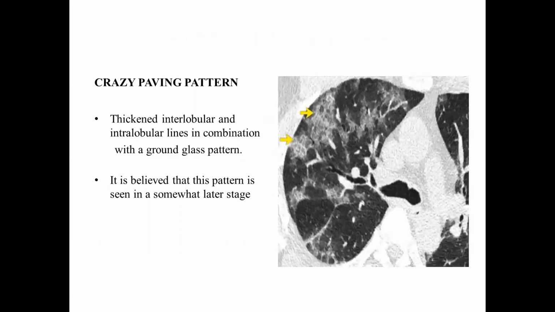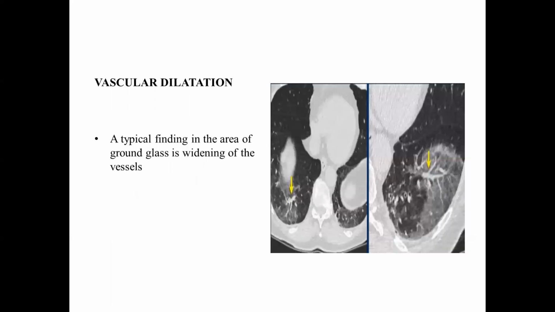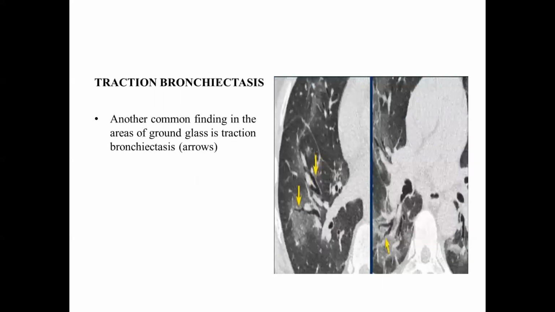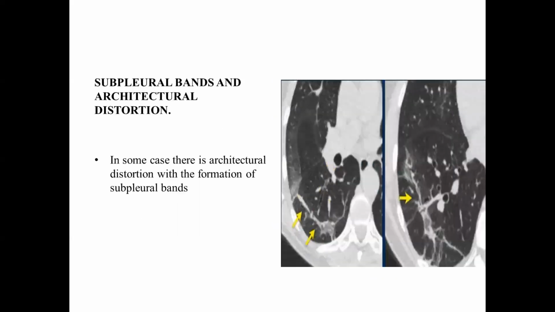Next is the crazy paving pattern. It is thickened interlobular and intralobular lines in combination with the GGO pattern, basically seen in somewhat later stages. The images clearly show the crazy paving pattern. Another finding, vascular dilatation. Here, the image shows a clear vascular dilatation within the GGO opacities. Traction bronchiectasis: another common finding is the evidence of traction bronchiectasis, as shown in the image.